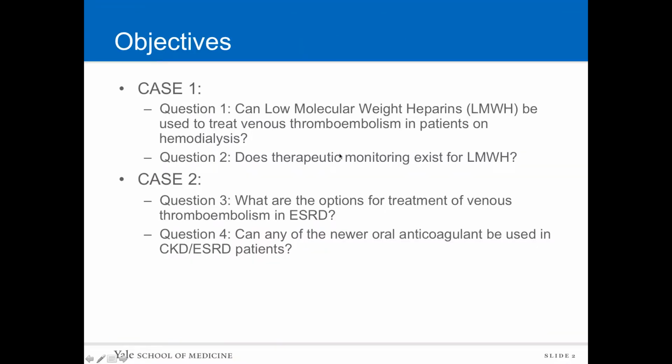So our learning objectives for today, it'll be a case-based presentation. Case 1 will try to answer the following 2 questions. Question 1, can low molecular weight heparins be used to treat venous thromboembolism in patients on hemodialysis? And question 2, does therapeutic monitoring exist for low molecular weight heparins? The second case will answer the following 2 questions. What are the options for treatment of venous thromboembolism in end-stage renal disease? And finally, can any of the newer anticoagulants be used in chronic kidney disease or end-stage renal disease?